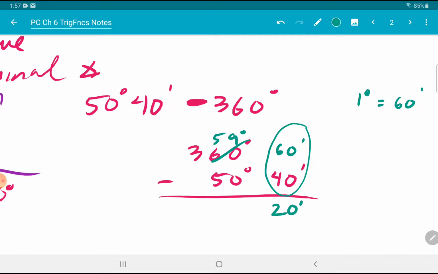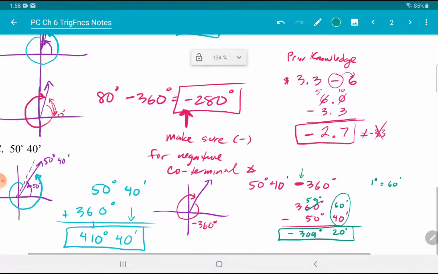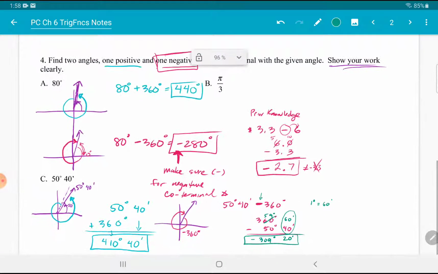And then 359 degrees minus 50 degrees, that'll give us 309 degrees. But don't forget that you were subtracting a much larger number, so your value should be a negative number. Okay? So our negative coterminal angle is therefore going to be negative 309 degrees, 20 minutes. Okay? And that'll do it for this video, talking about terminal angles and coterminal angles.